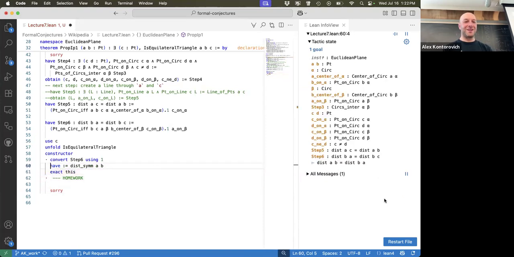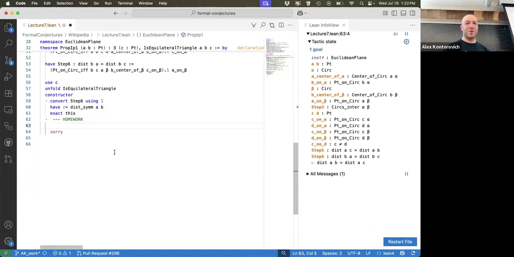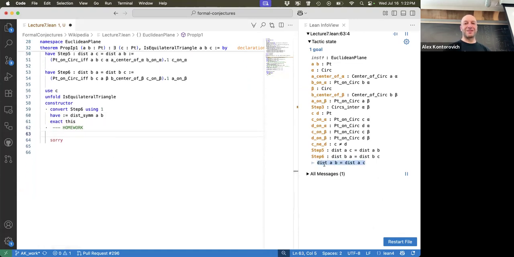So now let's do your homework. What was your homework? It was to prove that distance of AB is equal to distance from A to C. Javen's got it. Cool. Do you want to tell us how you did it? All right, go ahead. Step 5 dot sim. That was all I did.